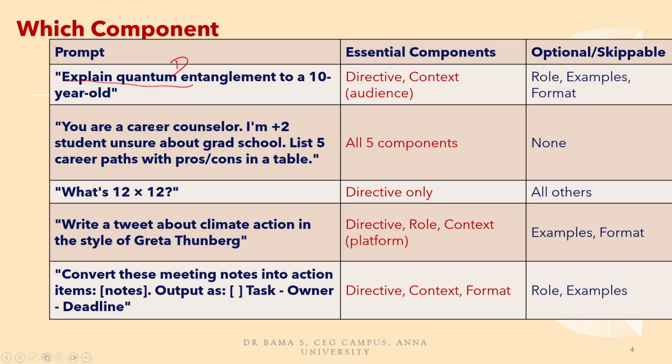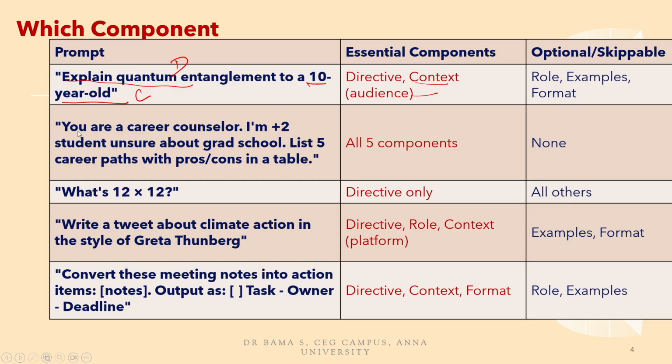To a 10-year-old, this is the audience specification, so this is context. So, the essential components are directive and context, and what is skipped? The role is skipped, example is skipped, and format is skipped. The three components are skipped here, and this is a prompt for the two essential components.